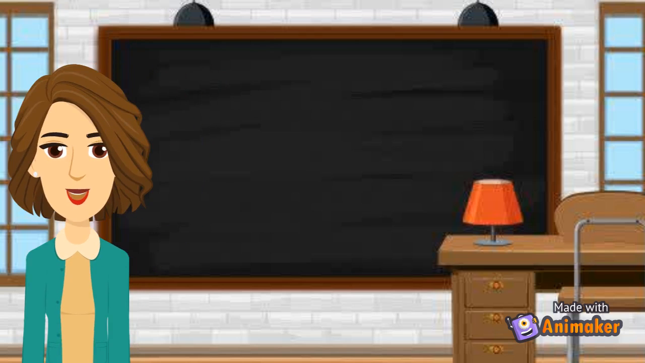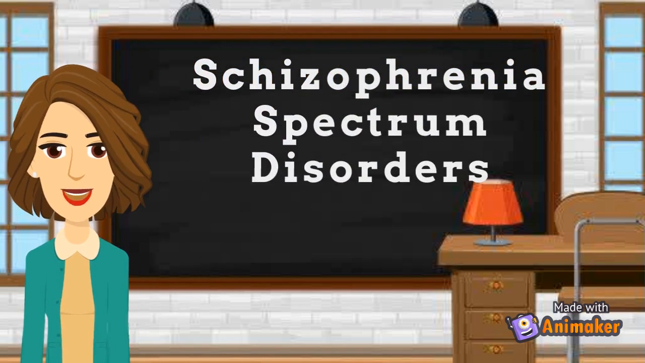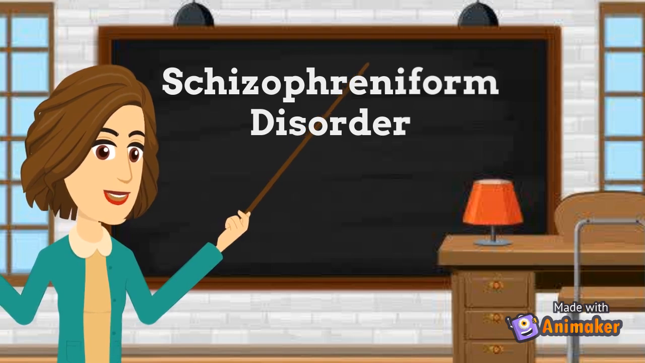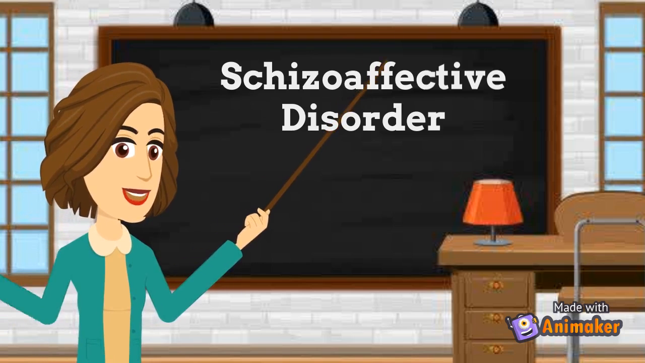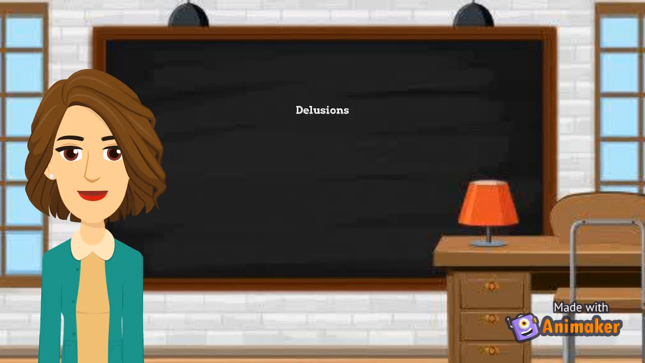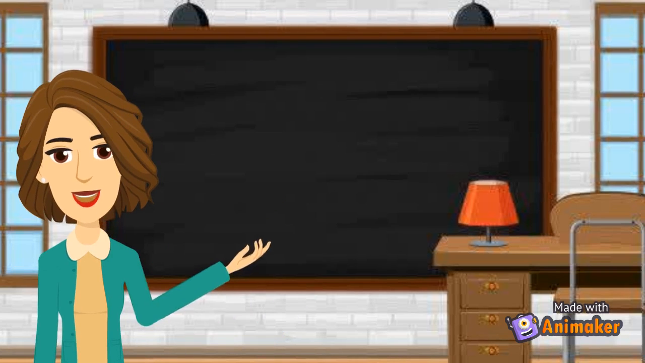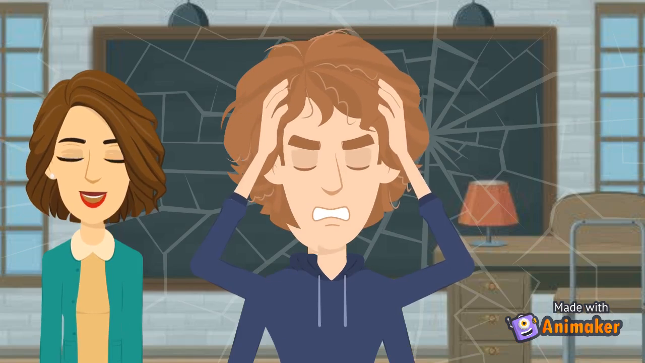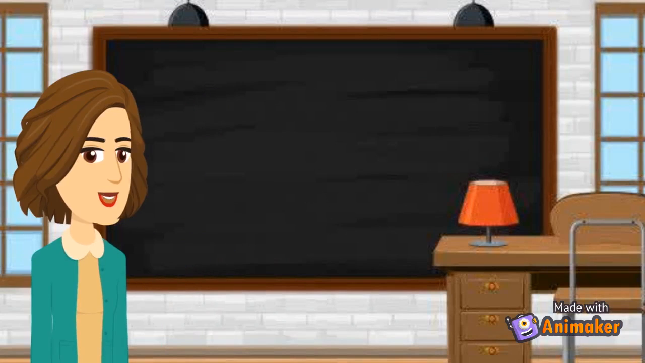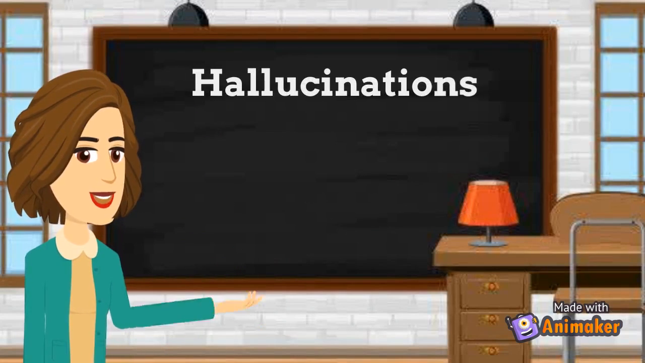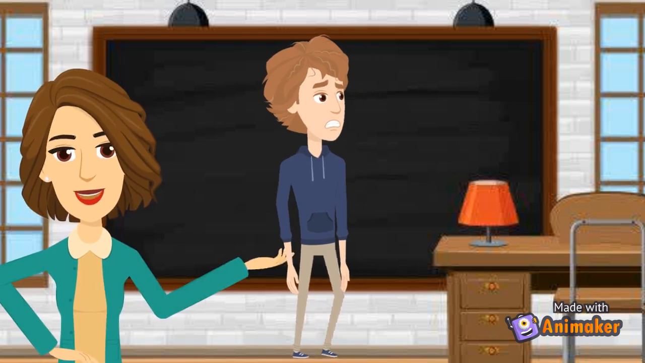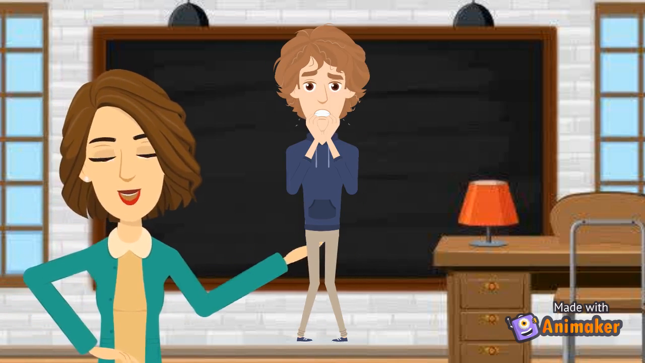Hello everyone! Today we will discuss the schizophrenia spectrum disorders, which consist of schizophrenia, schizophreniform disorder, schizoaffective disorder, and delusional disorder, which are defined by one of the following main symptoms. Delusions are defined as fixed, false beliefs that conflict with reality. A person in a delusional state cannot let go of their convictions. Hallucinations are sensations that appear to be real but are created within the mind. Examples include seeing things that are not there or hearing voices.